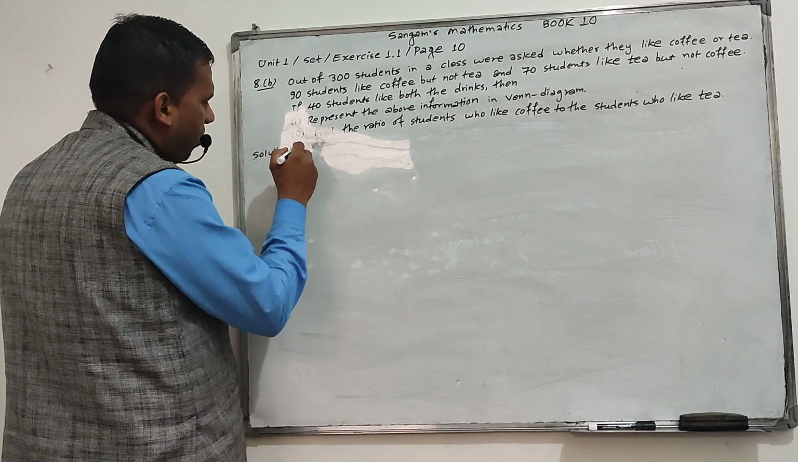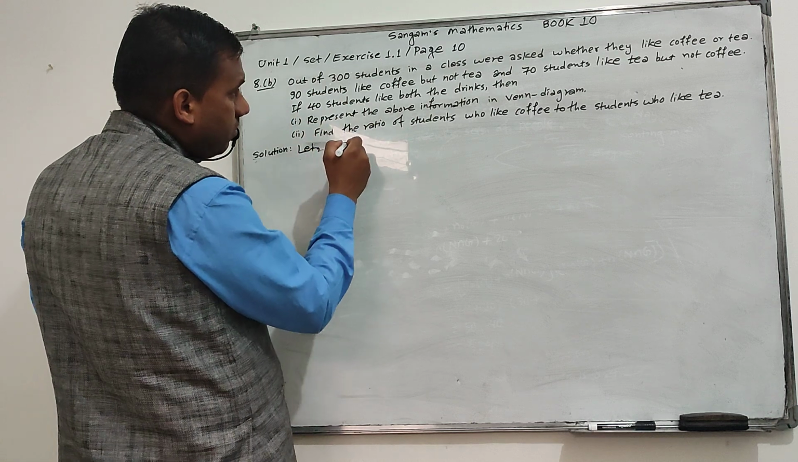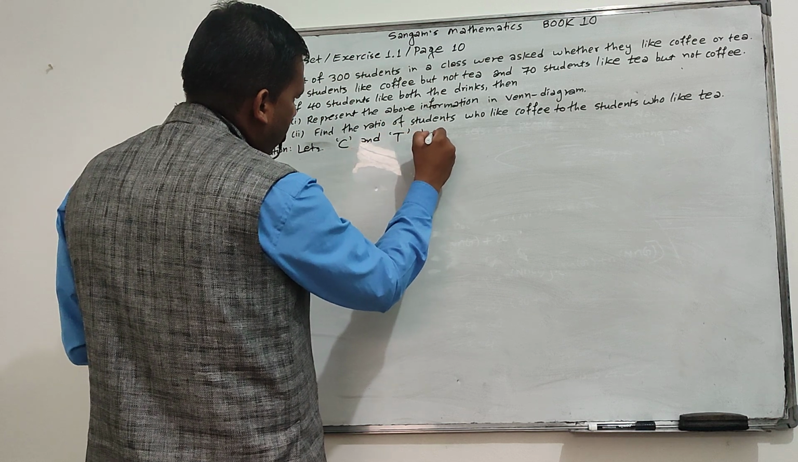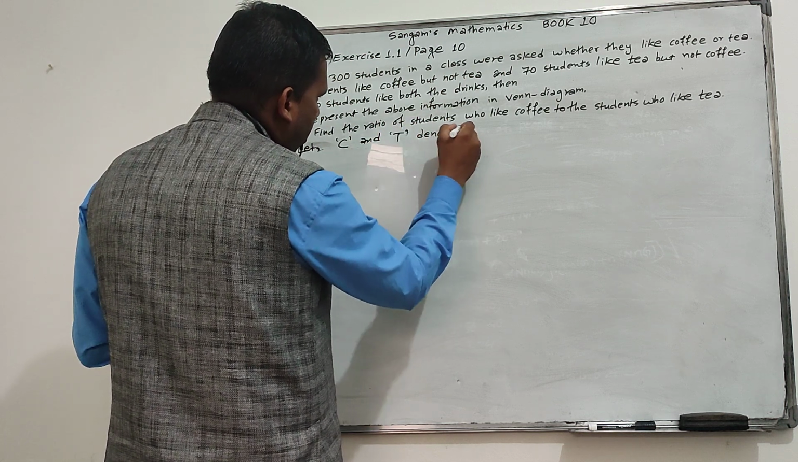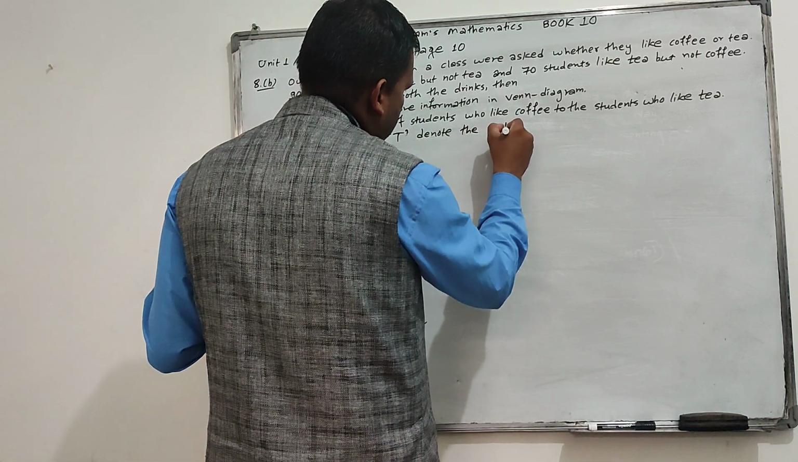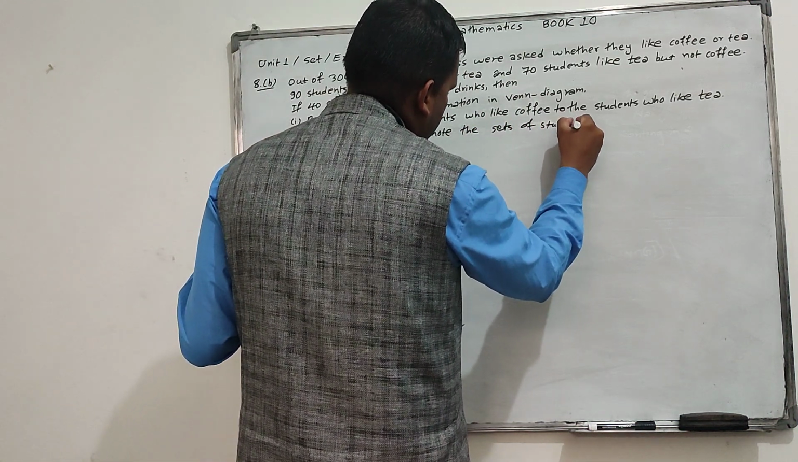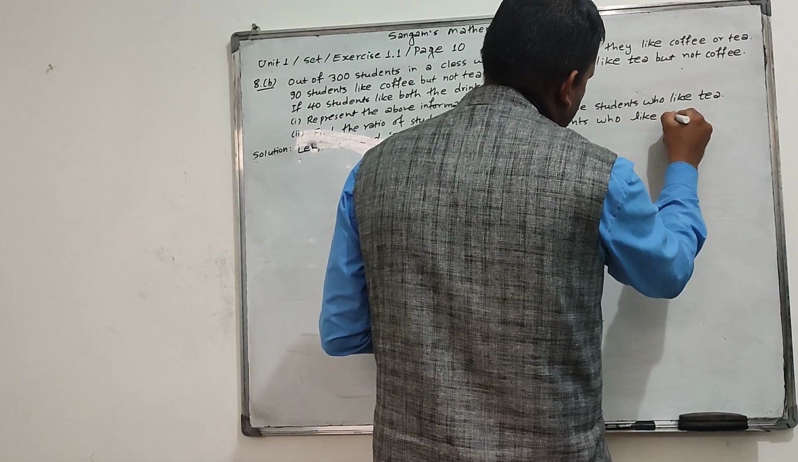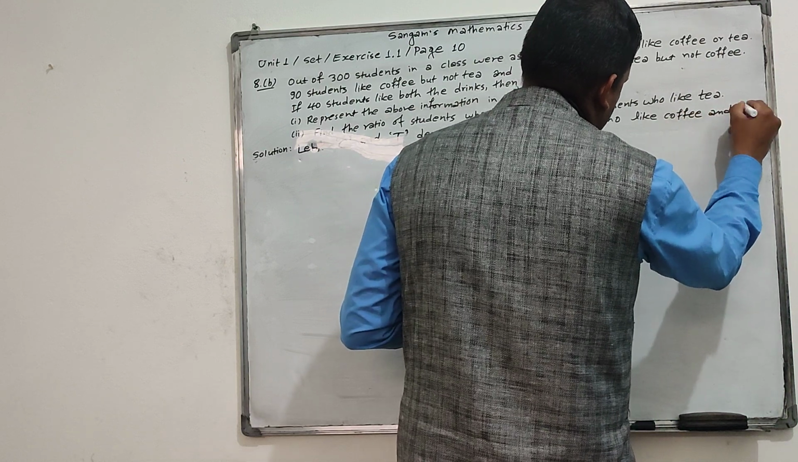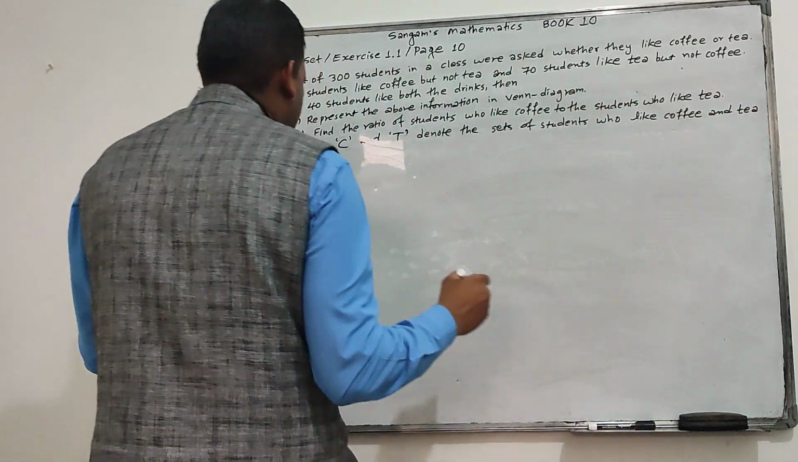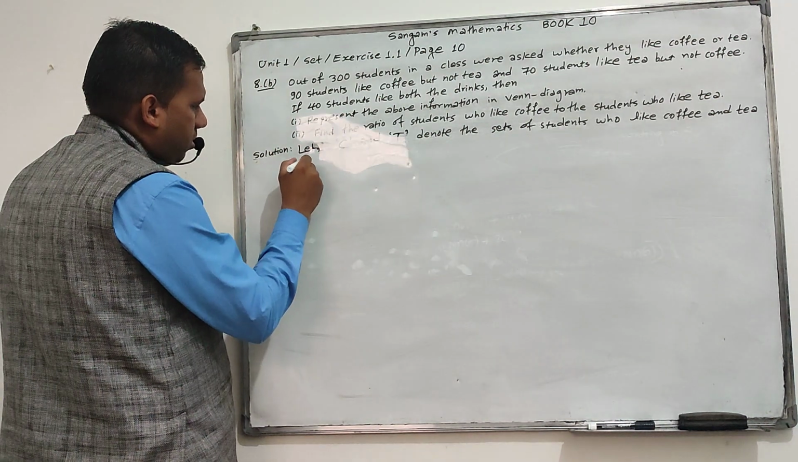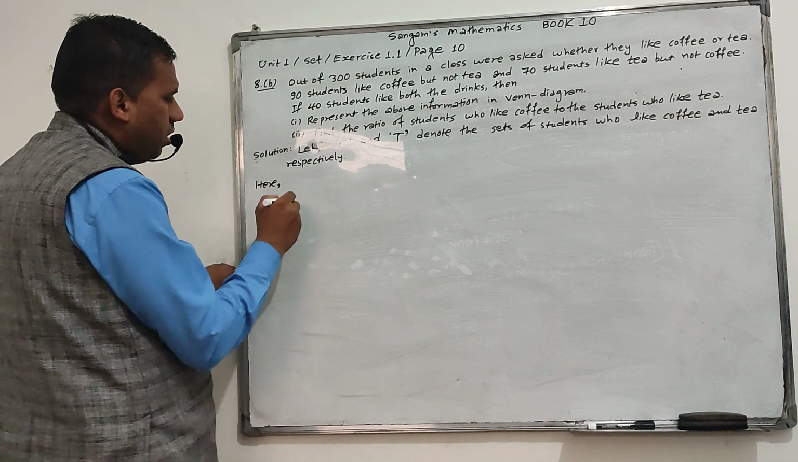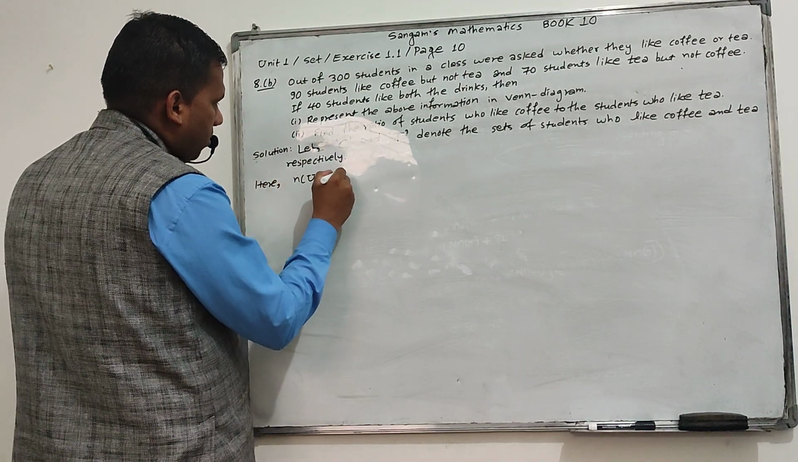Solution. Let C and T denote the sets of students who like coffee and tea respectively. Here number of U equals 300.